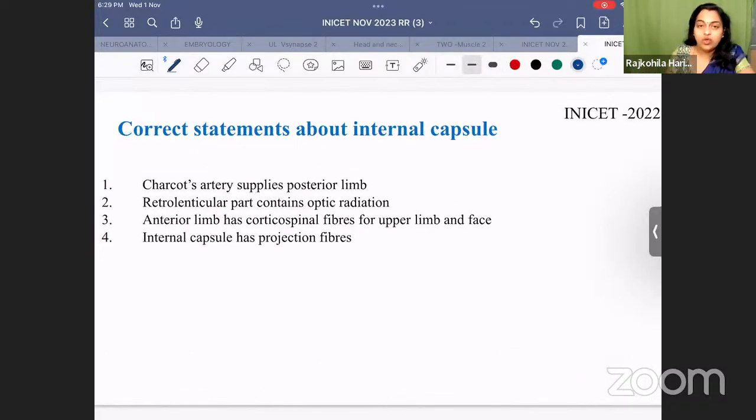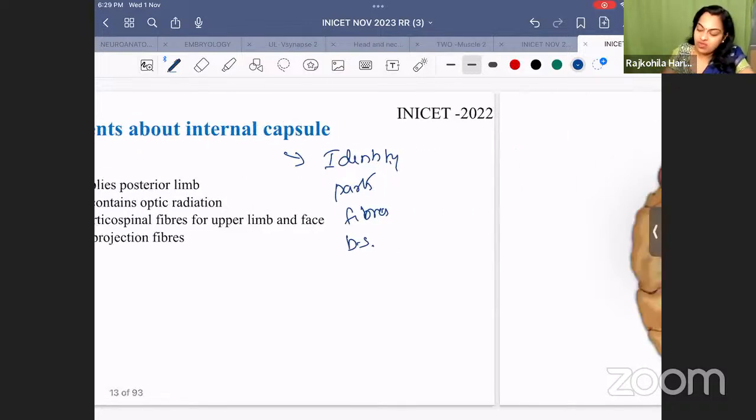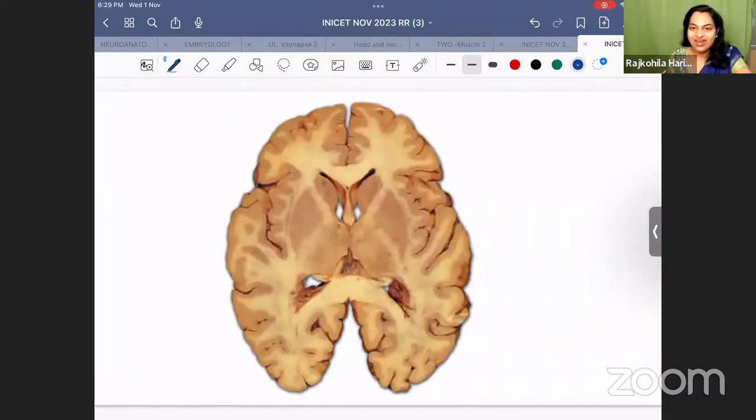So what are the things you're expected to know about the internal capsule? You should be able to identify it in the image. You should know the parts of the internal capsule, the arrangement of the fibers, especially the motor fibers, and blood supply. So this is the horizontal section of the brain. Corpus callosum. You can make out the anterior horn and posterior horn of the lateral ventricle. In the floor of the anterior horn, this gray matter that you see here is the caudate nucleus. You can see the septum pellucidum and the fornix.